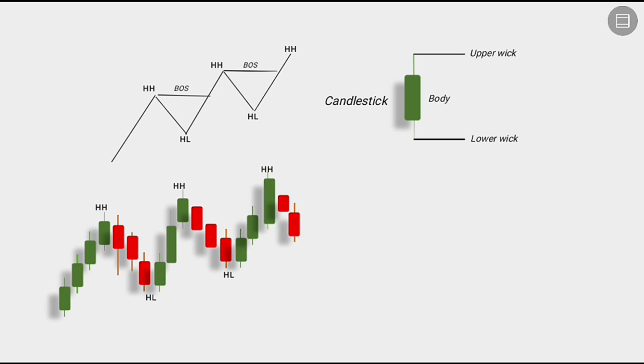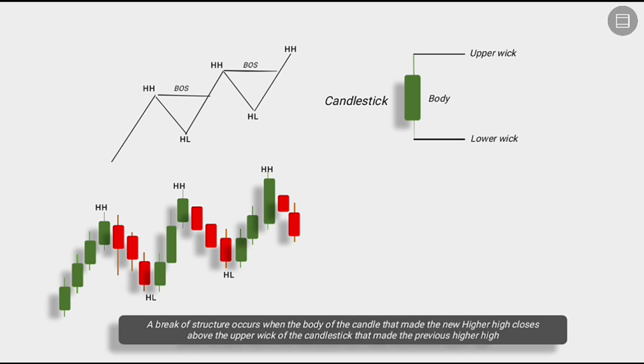Now for you to say that a break of structure has occurred using these candlesticks, the body of the candle that made this higher high has to close above the upper wick of the candle that made the initial higher high. So let's take a look at whether it fits the criteria. Look at the body of the candle that made this higher high, and let's look at the upper wick of the candle that made the initial higher high. Of course it worked. Look at it, it closed above.